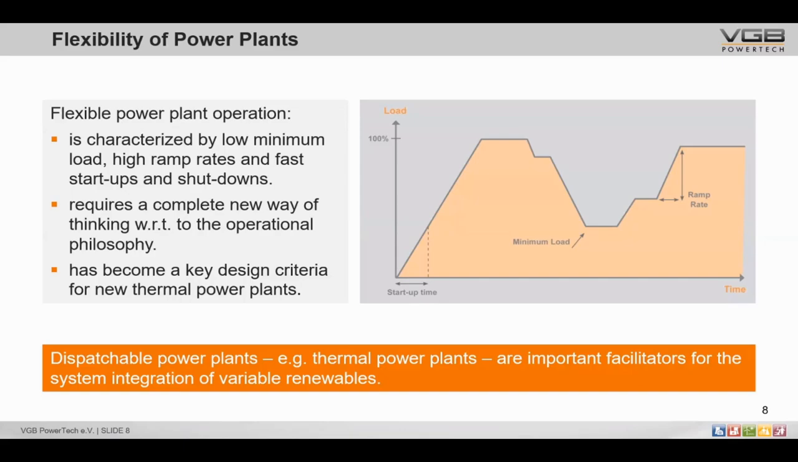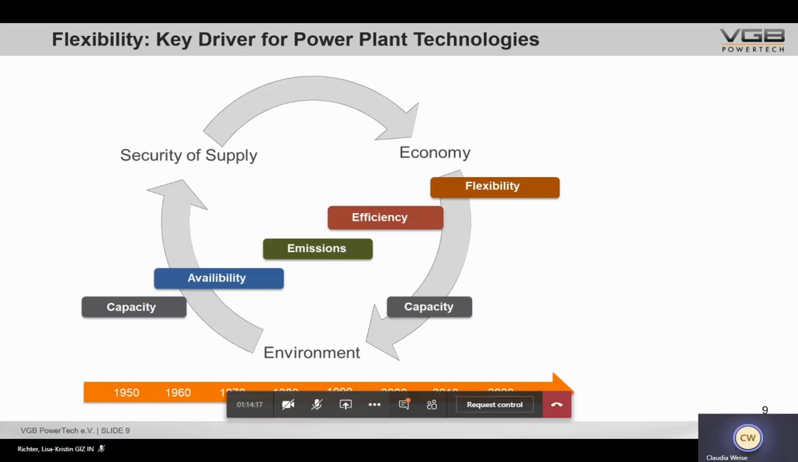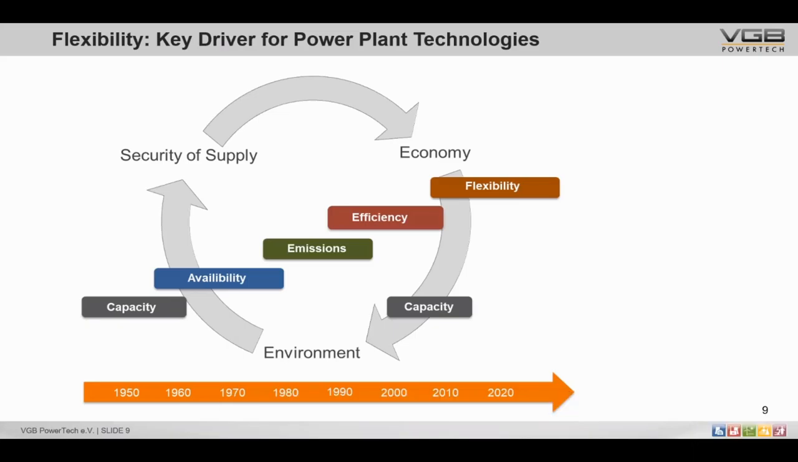And in order to operate a plant flexibly, it's really required to have a new way of thinking about how to operate your plant. So the whole operational philosophy is changing. And this is not only a technical issue, it's also a mental issue. So when you start to transform your plant or fleet into a flexible one, you also need to plan for dedicated trainings to sensitize and make your people aware of the necessity for flexible operation, but also to provide the skills which are needed to operate a plant in this way.